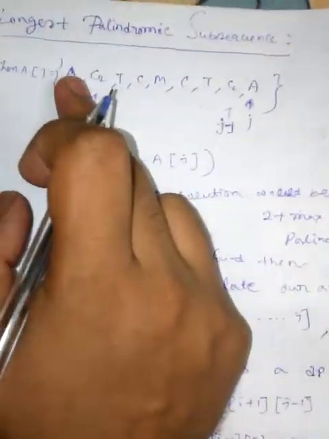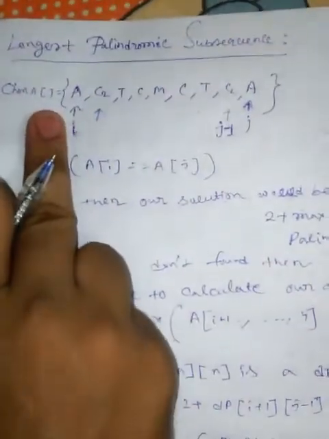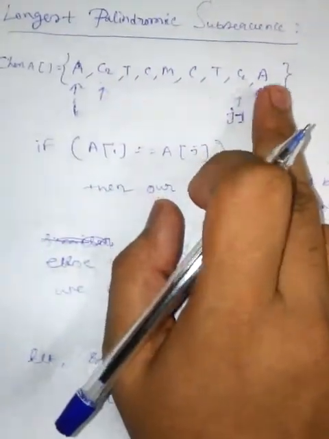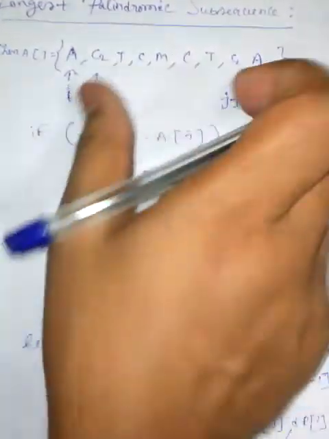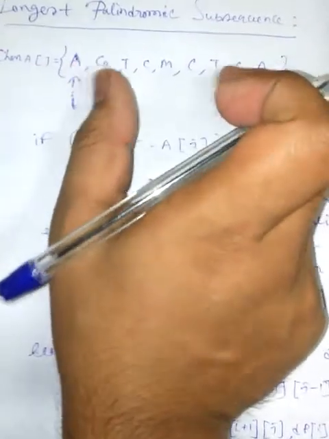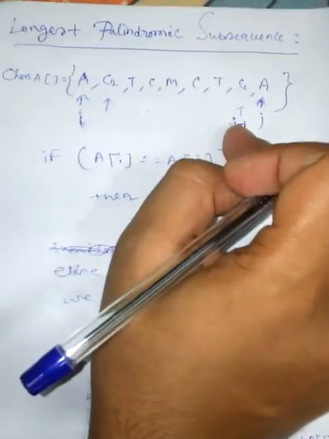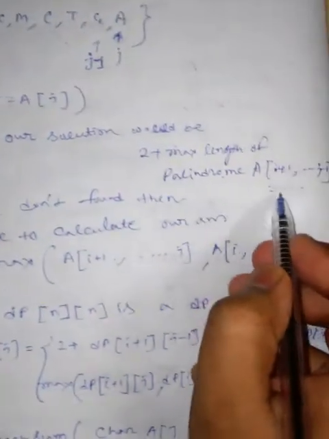If we match the ith position character and the jth position character, then we have to find the result between this string, that is i plus 1 to j minus 1. This is a recursive function, which would be called from a[i+1] to a[j-1].